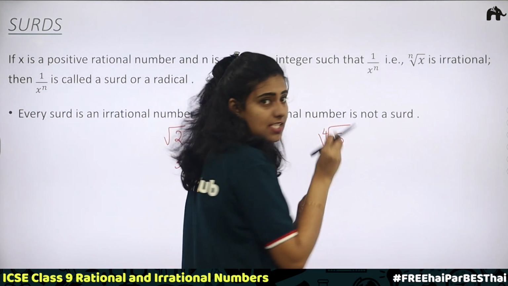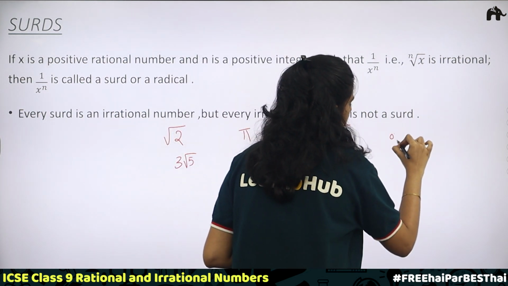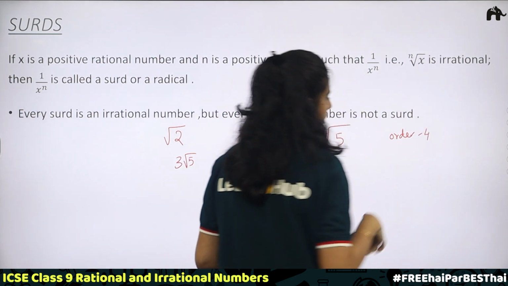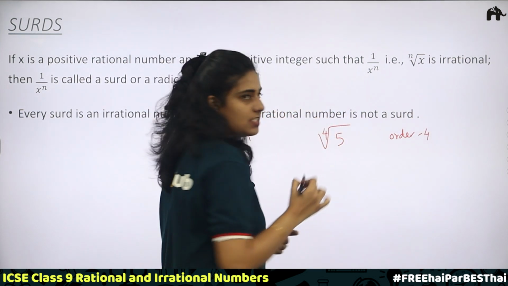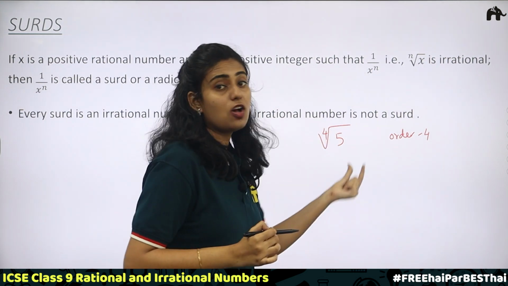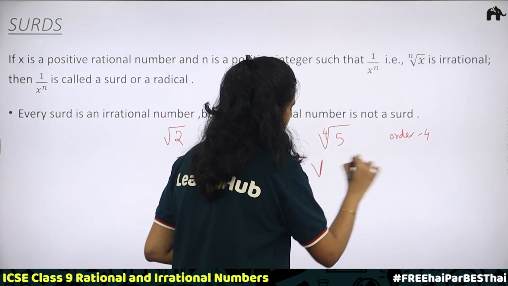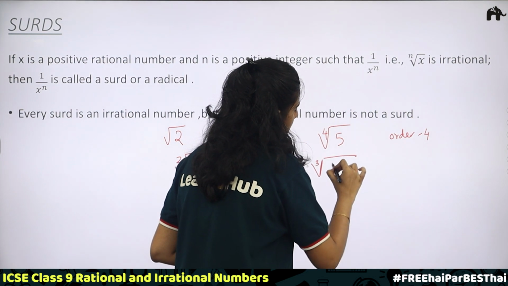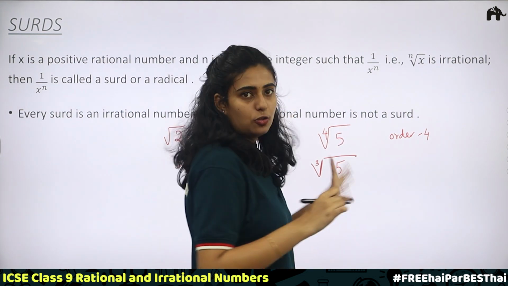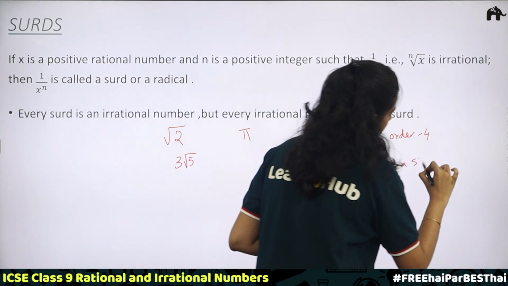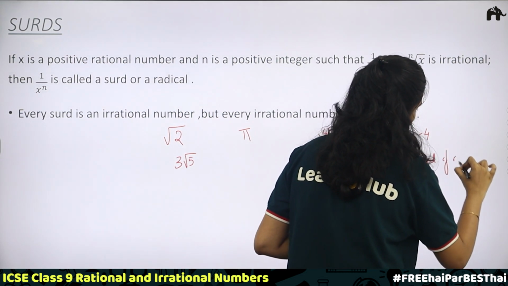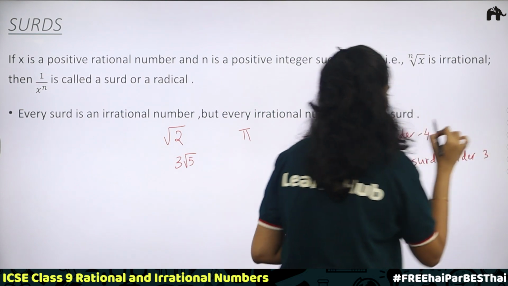we can say that 5 is a surd of order 4. Okay, this is irrational. Here we have a positive rational number and this is a positive integer. So 5 is a surd of order 4. If you take the cube root of 15, you can write it as 15 is a surd of order 3.